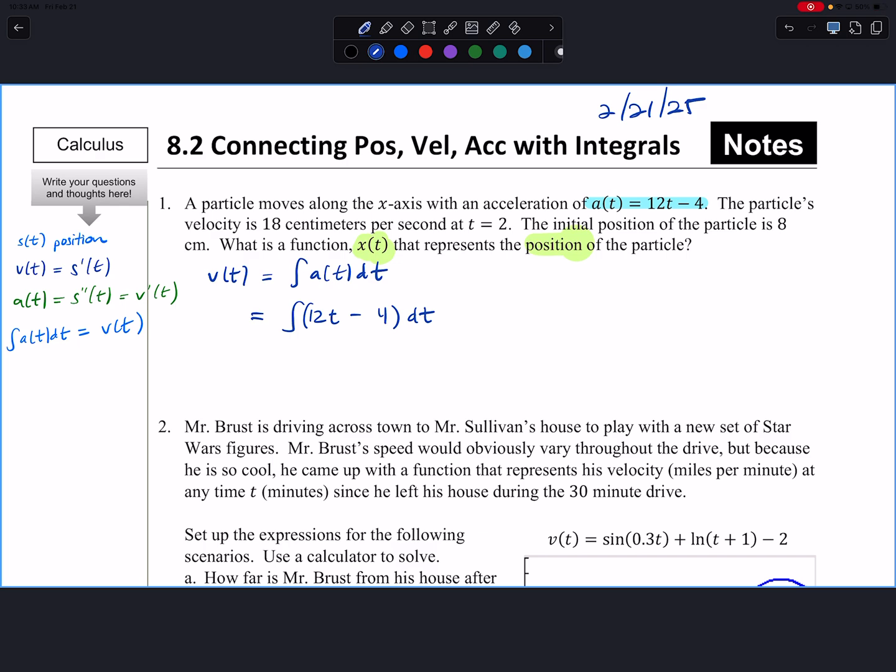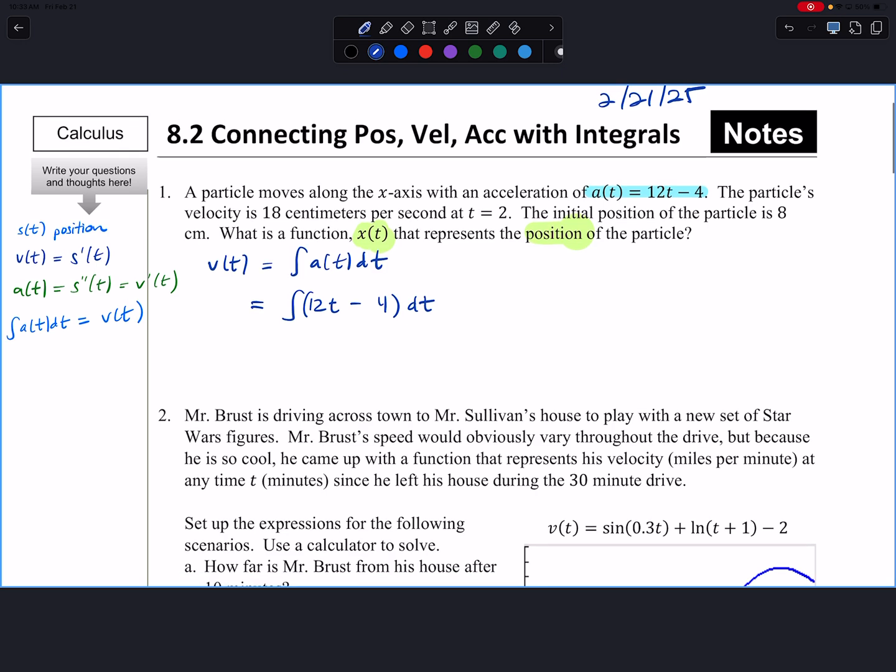Is everybody cool with that so far? Talk to me. Yes? Okay, so if I do the antiderivative, remember, we're going to add 1 to the power, divide by the new power. What's 12 divided by 2? 6. So this is going to be 6t squared minus 4t. And then hopefully this wasn't you yesterday. Plus C. Don't forget your plus C.